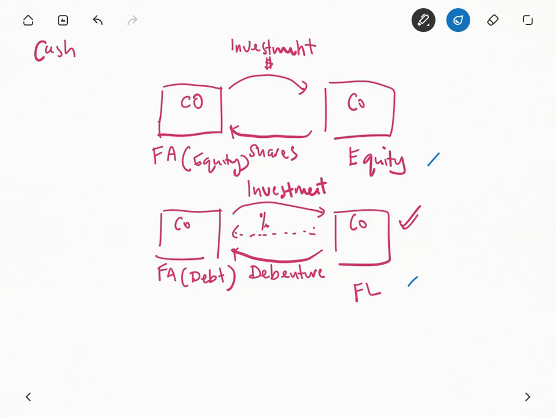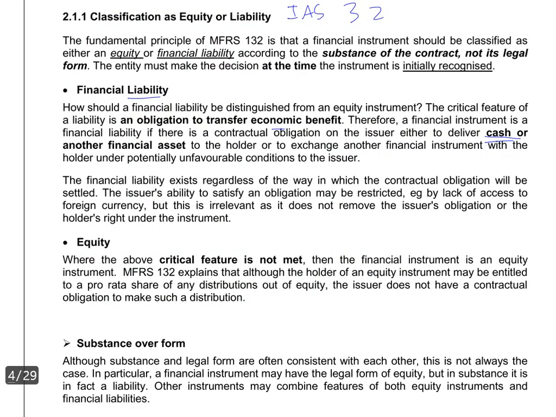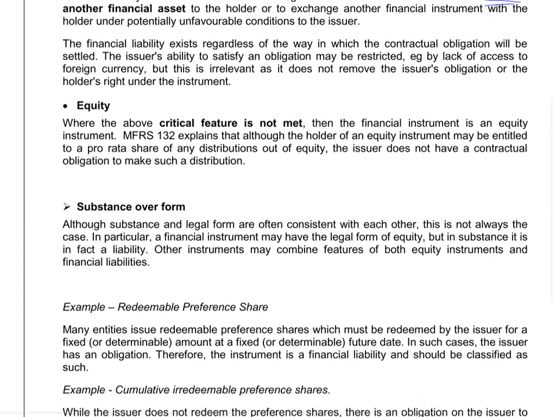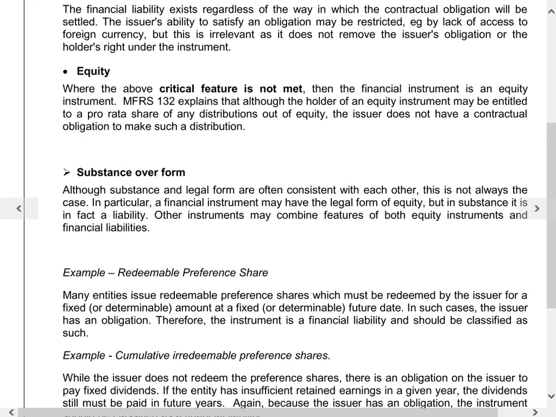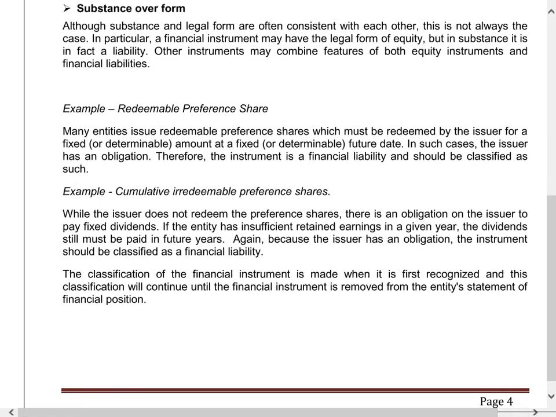However, there are some instruments that are not as clear cut. So if it's not as clear cut, we have to apply them very carefully. We have to apply the characteristic of the definition. Equity share is clear cut, debt is clear cut, no question asked, whether equity or liability. However, there are some which are not so clear cut. That is when we have to apply substance over form. So we have two examples here, redeemable preference share, cumulative irredeemable preference share.